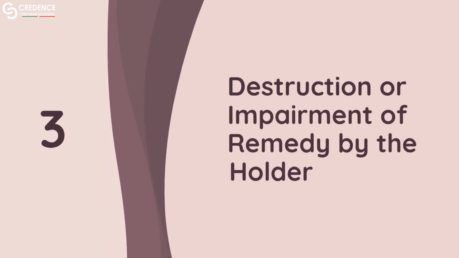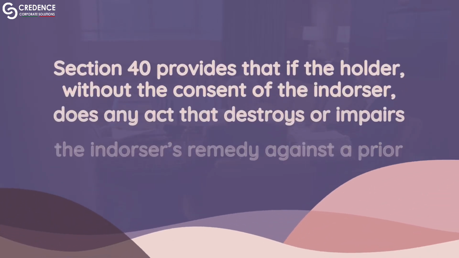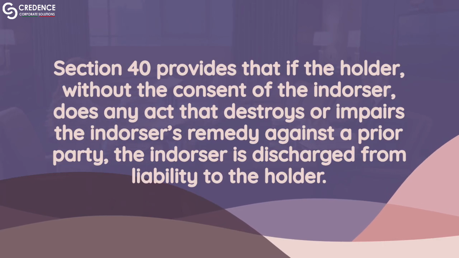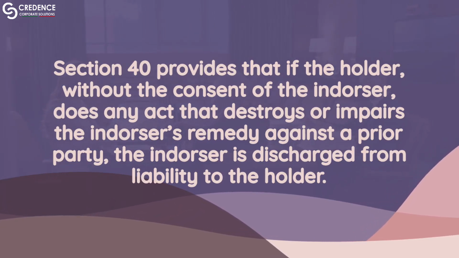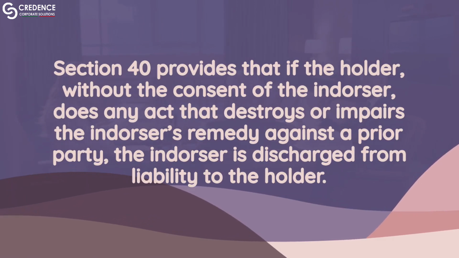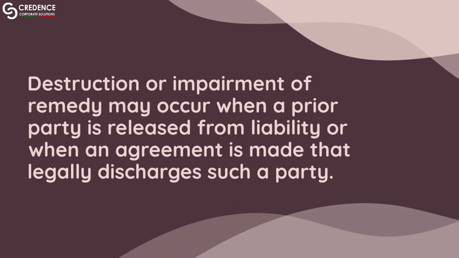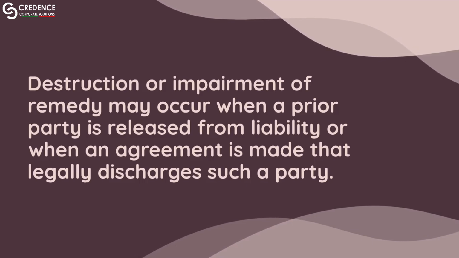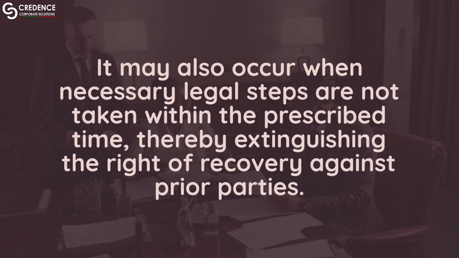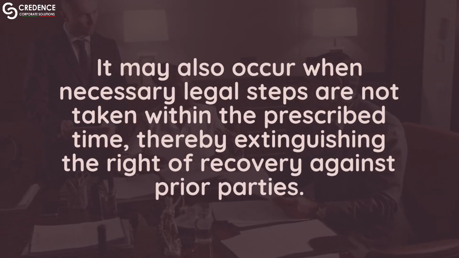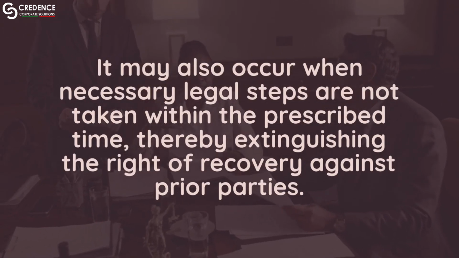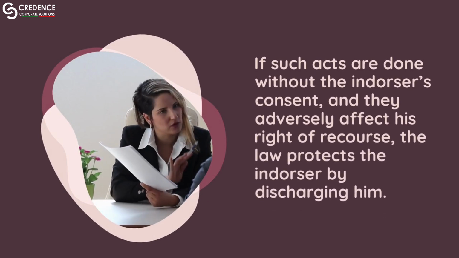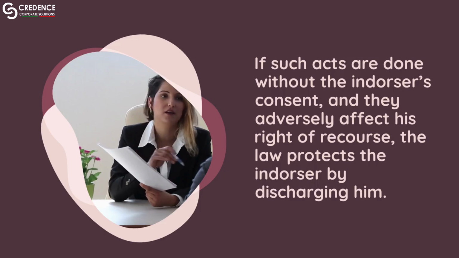3. Destruction or impairment of remedy by the holder. Section 40 provides that if the holder, without the consent of the indorser, does any act that destroys or impairs the indorser's remedy against a prior party, the indorser is discharged from liability to the holder. Destruction or impairment of remedy may occur when a prior party is released from liability or when an agreement is made that legally discharges such a party. It may also occur when necessary legal steps are not taken within the prescribed time, thereby extinguishing the right of recovery against prior parties. If such acts are done without the indorser's consent, and they adversely affect his right of recourse, the law protects the indorser by discharging him.